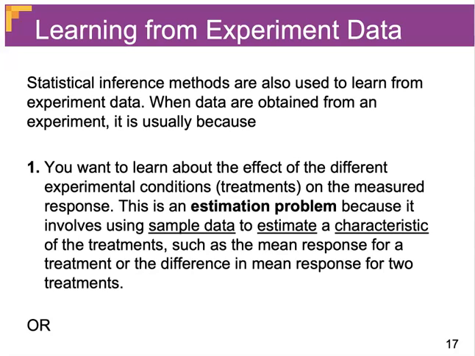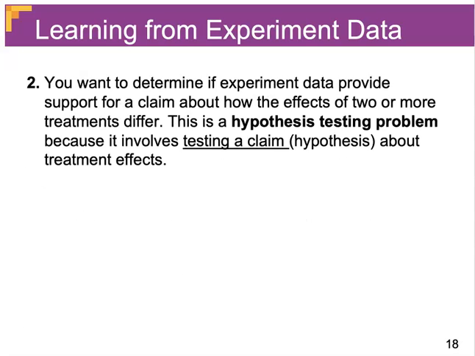With your estimation problem, you're going to have sample data that you'll use to estimate a characteristic, something like the mean response or the difference in mean response of two treatments. So it's still that same idea that an estimation problem is collecting data and calculating an estimate for some population characteristic. It's just that this time it's going to come from an experiment. Then a hypothesis testing problem is going to test a claim about some treatment effect.